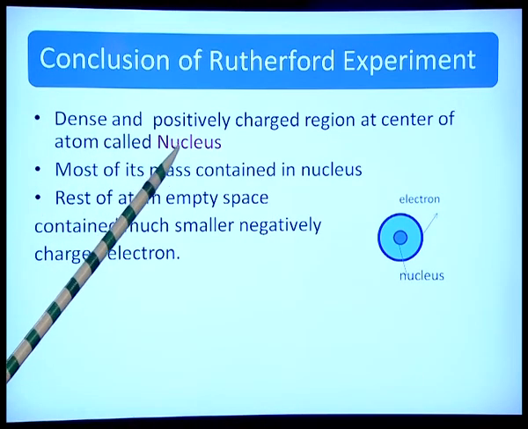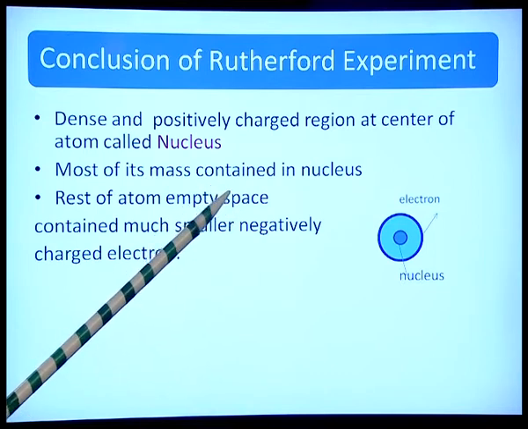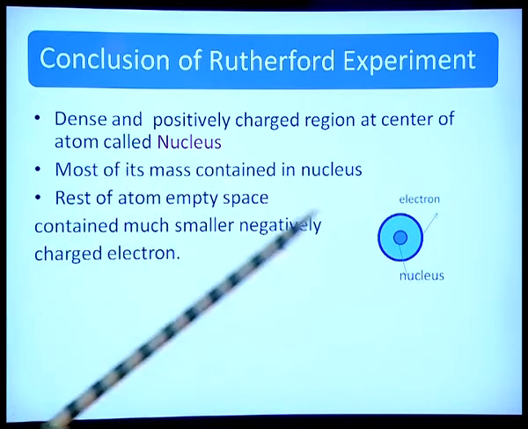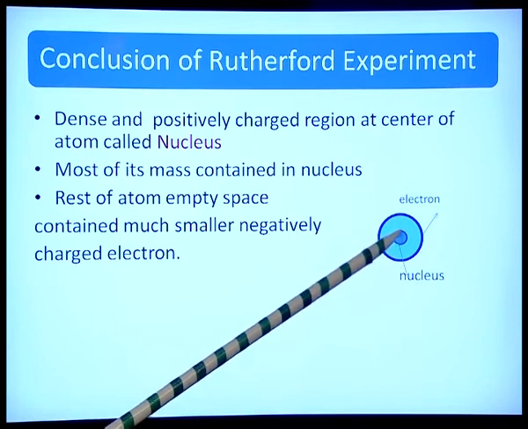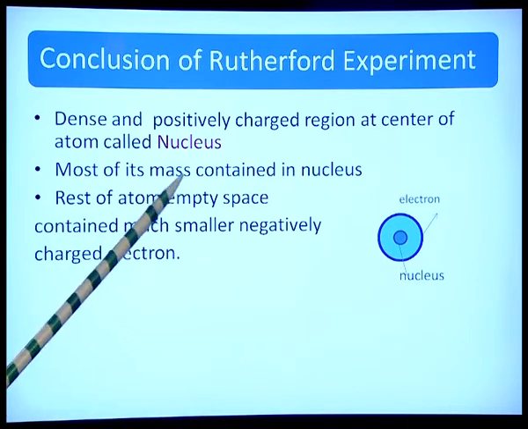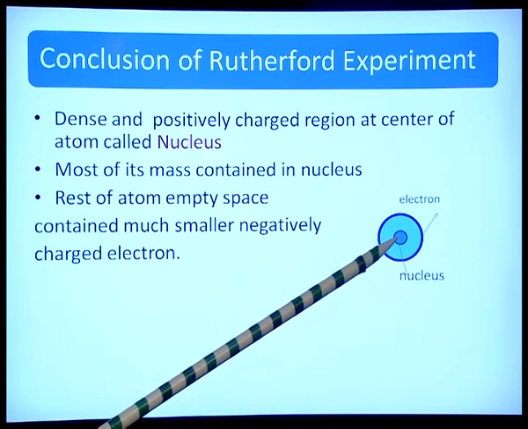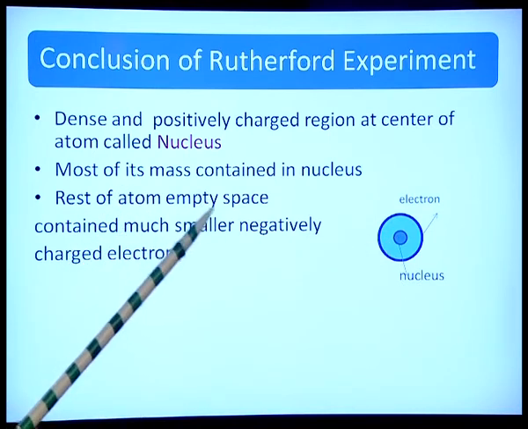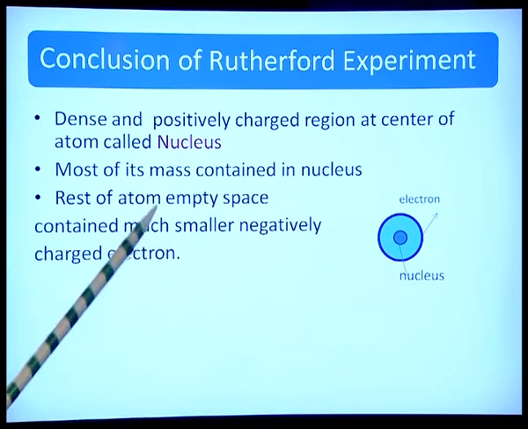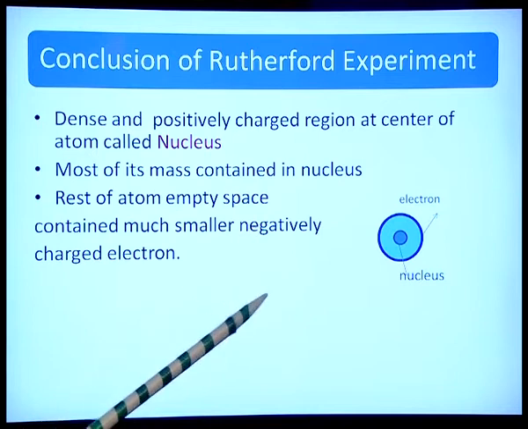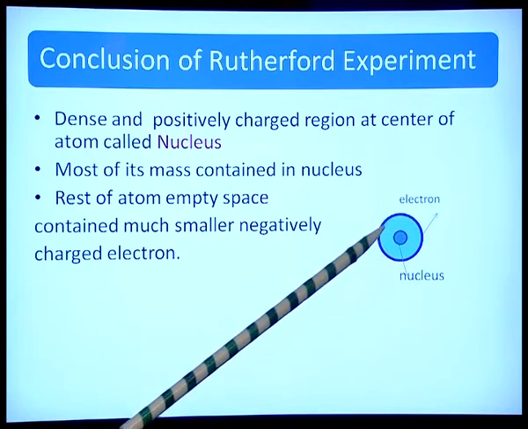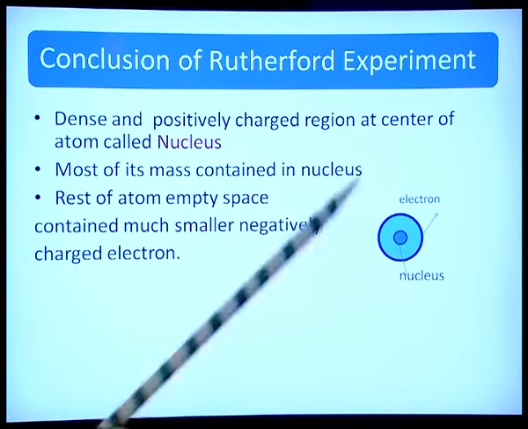Dense and positively charged region at the center of the atom is called the nucleus, and most of its mass is contained in this nucleus. The rest of the atom is empty space, containing much smaller negatively charged electrons in this circular path.